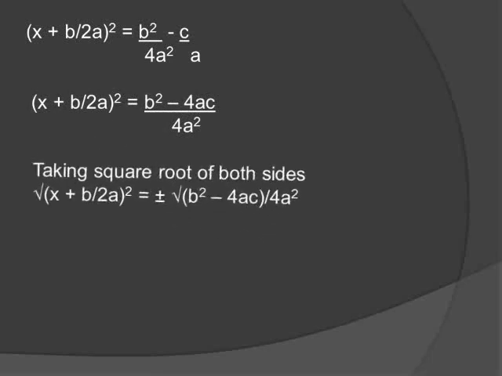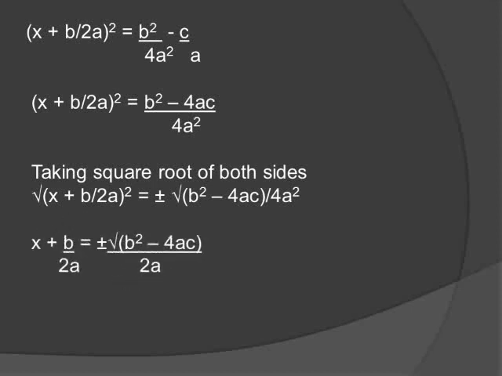Now we will take the under root on both sides of this equation. So we can write under root x plus b over 2a whole square is equal to plus minus under root b square minus 4ac over 4a square. As we know that square and under root are cancelled with each other, so we are left with the equation x plus b over 2a is equal to plus minus under root b square minus 4ac over 2a.